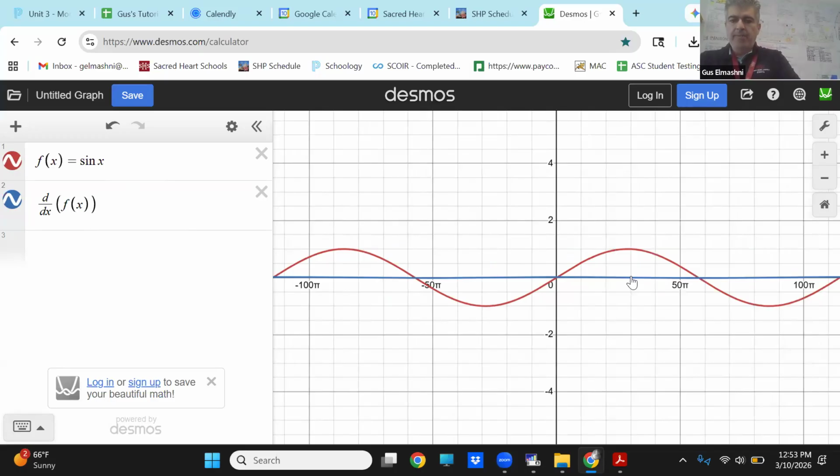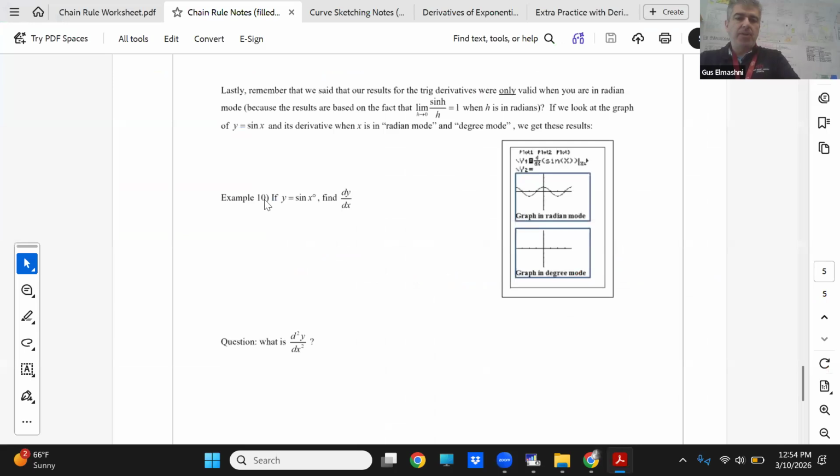But notice the blue line looks flat. Why do you think it's doing that? Well, let's go back to notes and let's actually do this when it's in degree mode. If you think about it, how do you convert degrees to radians or vice versa? Times pi over 180. Yeah, exactly right. And that gets you radians. So that's what I'm going to do here.